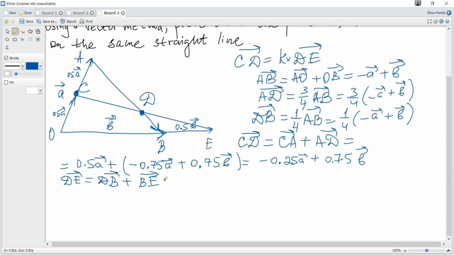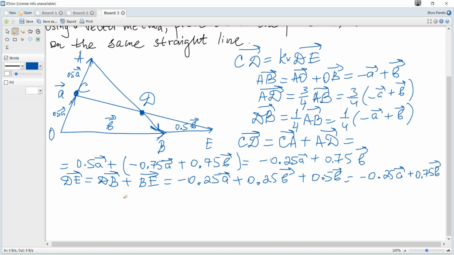So DE is equal to DB, it's minus 0.25a plus 0.25b. What is BE? It is plus 0.5b. Hence, we can see minus 0.25a plus 0.75b. Hence, we can see that CD is equal to 1 times DE.